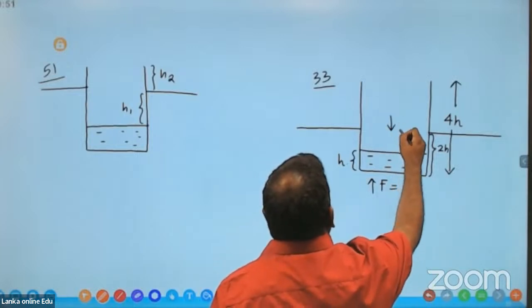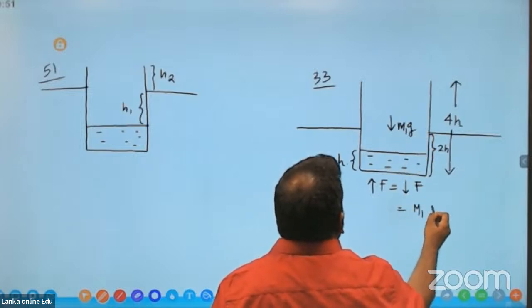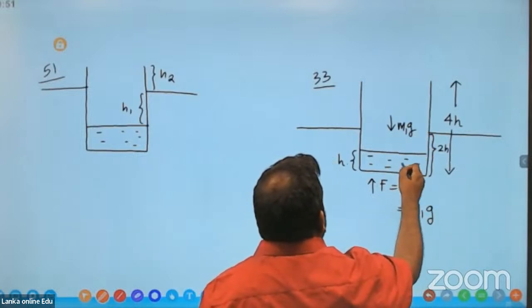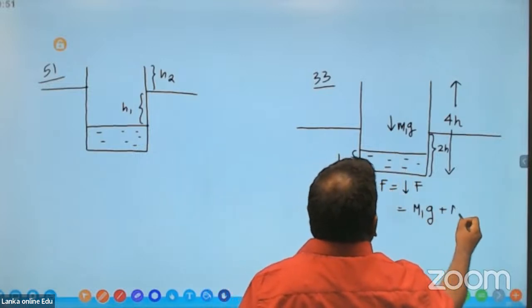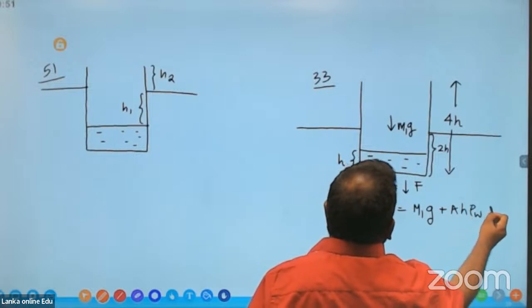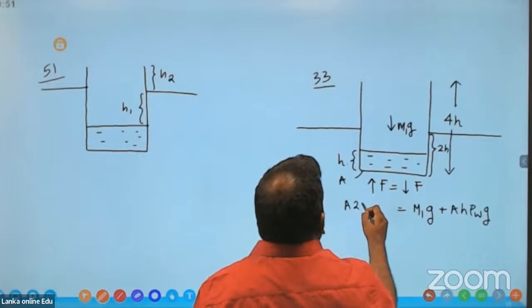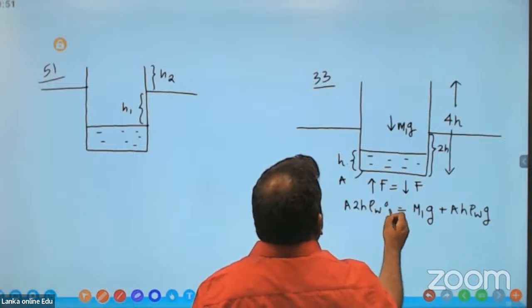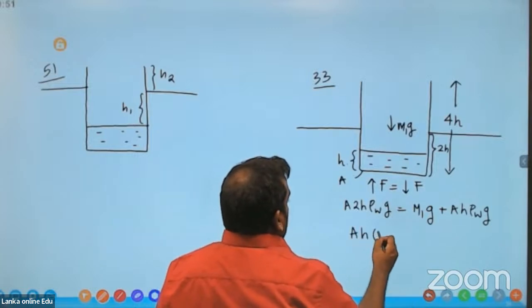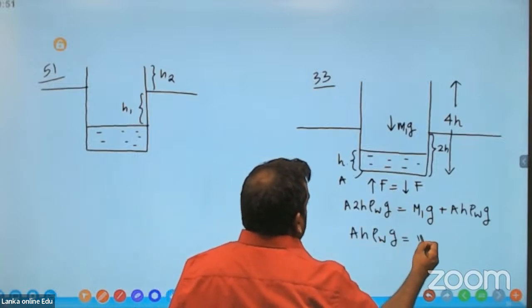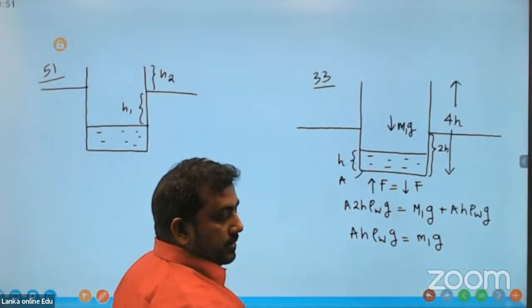So the weight of the vessel is there. The weight of this water is there. I take the area as A. That is h rho w g. Upthrust is there: A 2h rho w g. Simplify this: A h rho w g, that is equal to M1 g. Right?